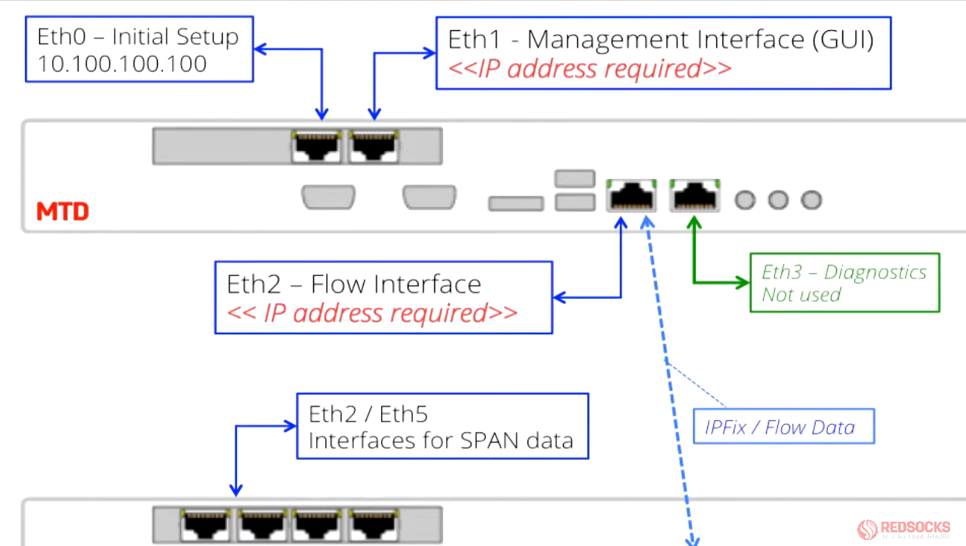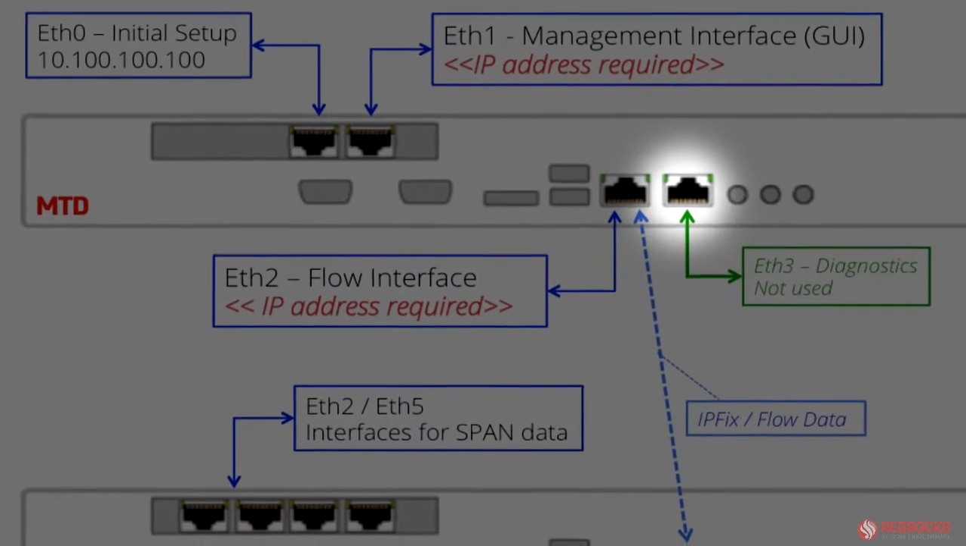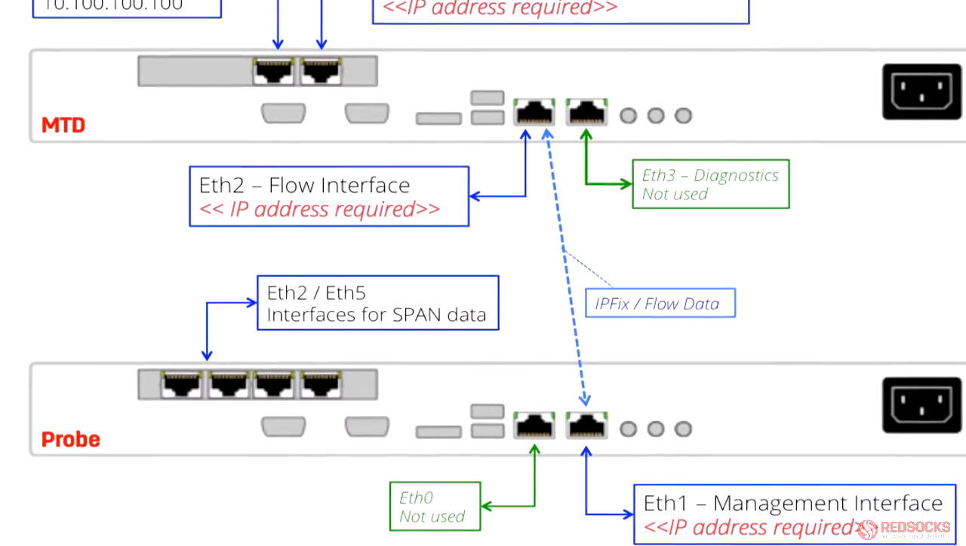This is the first built-in interface on the appliance. This flow interface also requires an IP address, but this IP address can be in a limited network. In other words, a network that has no connections to the internet whatsoever. The last port is not being used and is for RedSocks diagnostic use only.